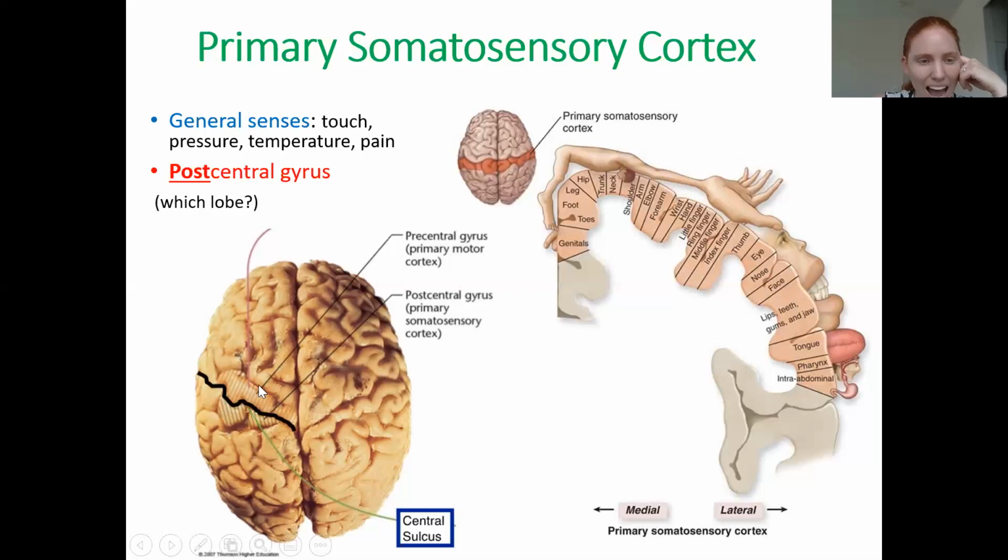Behind it, posterior to the central gyrus, is where you're going to find the primary somatosensory cortex. Now, if you are behind it, which lobe would you be on? The parietal lobe. The front would be the frontal lobe, so back here would be the parietal lobe, and the occipital all the way in the very back. The primary somatosensory cortex is for somatic, or body-wide, general sensation.